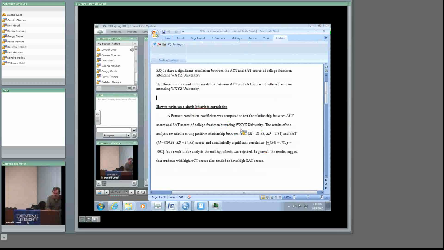A strong positive relationship. Notice I report the means and standard deviation of each of my variables. I've got the mean and standard deviation for the ACT, and the mean and standard deviation for the SAT. Again, remember, and we've done numerous examples of these kind of comparisons, the scores are on different scales.